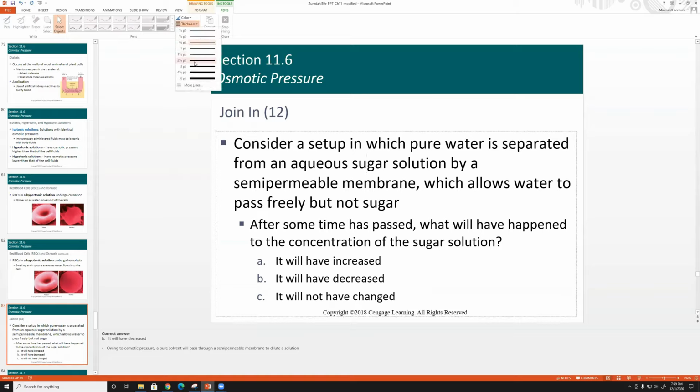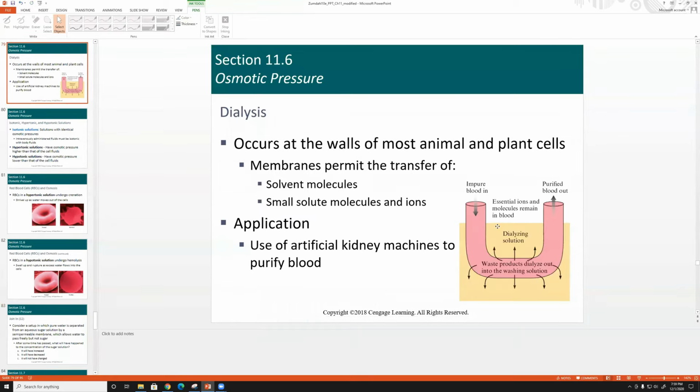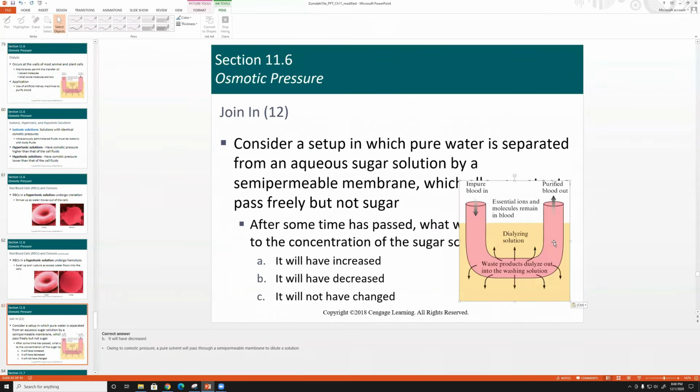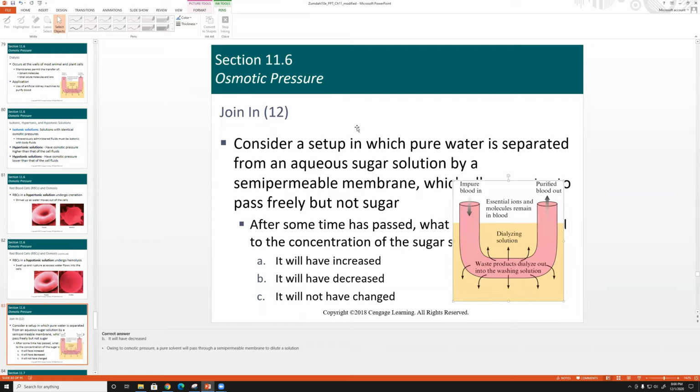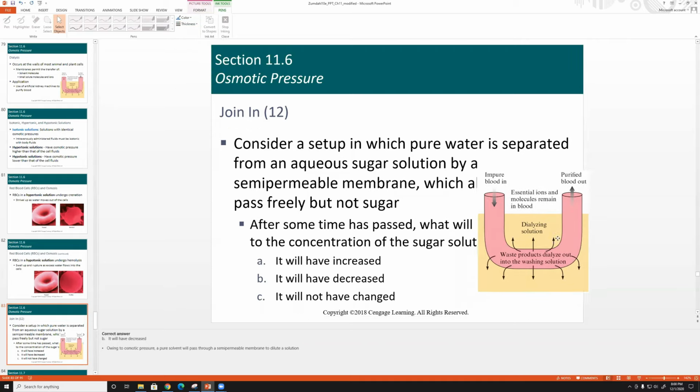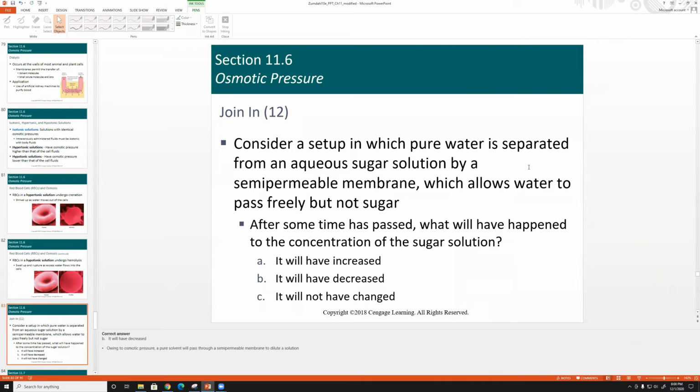So here's what they're talking about. The answer is B, so we already established that. Here's what's going on. Let's say we have one of these, and on one side we have sugar and water, and on the other side we have just water. Pure water is separated from an aqueous sugar solution by a semipermeable membrane.